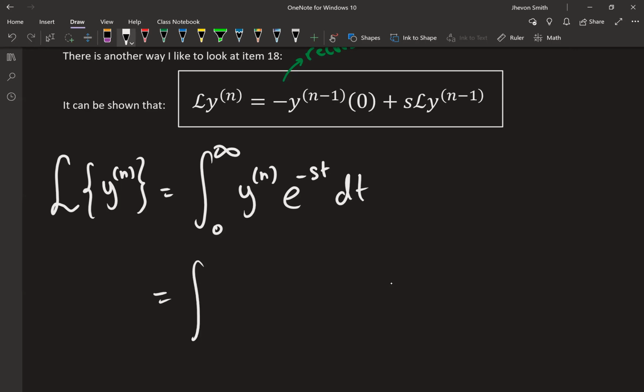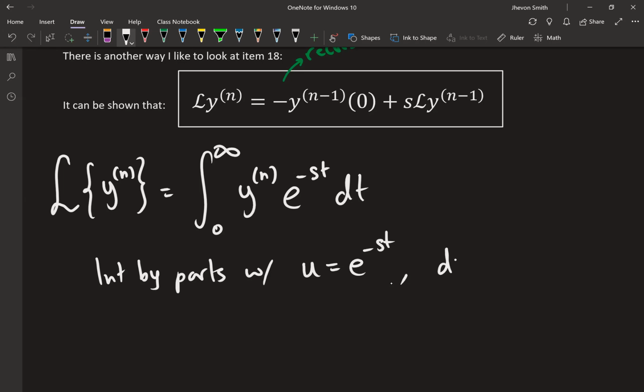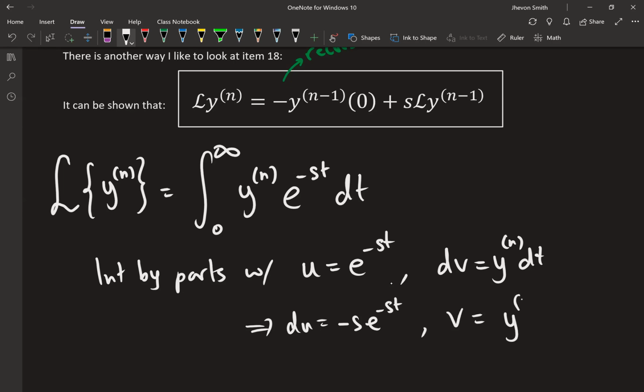What I would do here is, again, integration by parts. I'm not going to do the tabular version because it only takes one step for you to see it. So integration by parts with u equals e to the minus st, and dv equals y to the n dt. Then my du is going to be minus s e to the minus st, and my v is going to be one less derivative, so it's n minus 1.